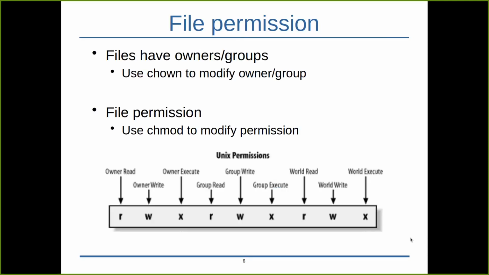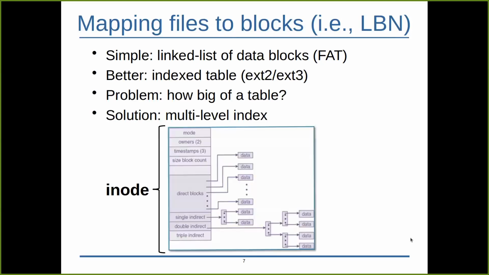So file permissions are also something that we can keep in an inode. Recall that we have 1 bit for each permission: read, write, and executable. Then recall that in the inode we also keep mappings, right? So we have direct blocks, indirect blocks, double indirect blocks, triple indirect blocks. That's similar to a page table, but the exception is that we have a kind of variable size page table.